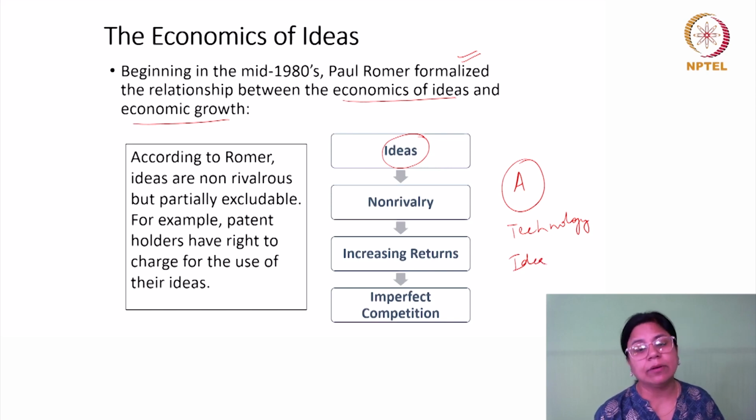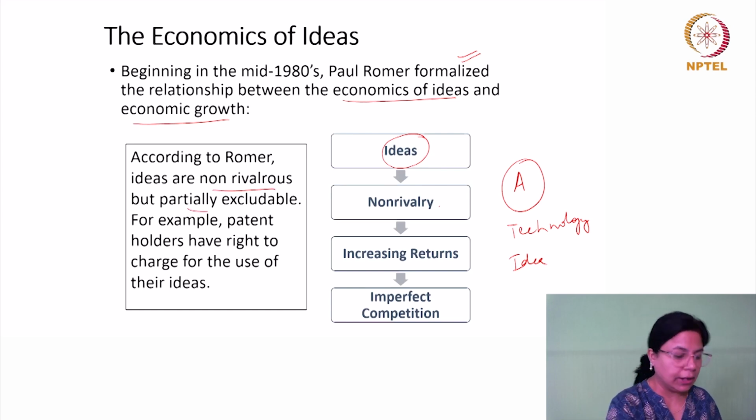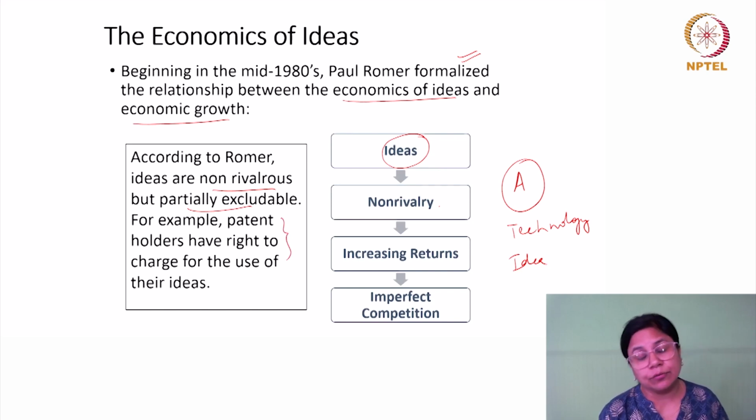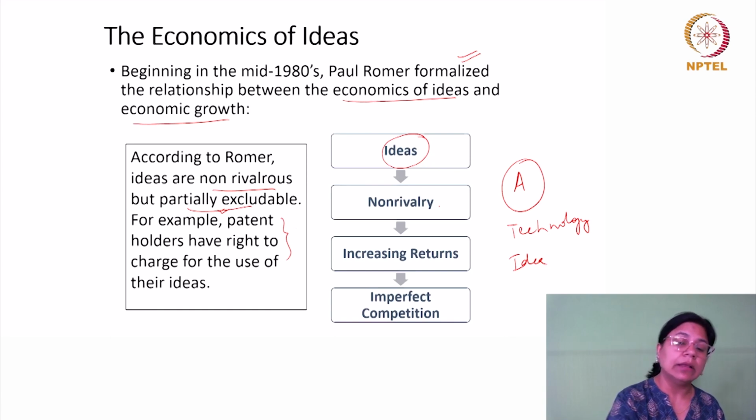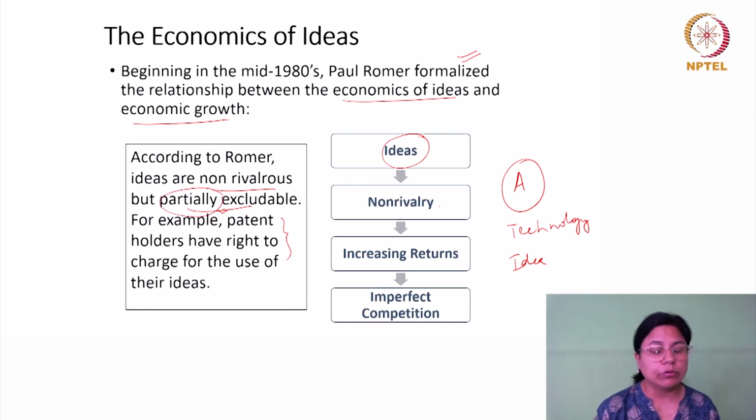Now these ideas are non-rivalrous in nature and they are only partially excludable. For example, a person can hold a patent over it and may either charge a fee or not let others use it. That kind of mechanism ensures partial excludability of the ideas from use by others. But still, ideas are only partially excludable. They are not completely excludable, leaving scope for spillovers.